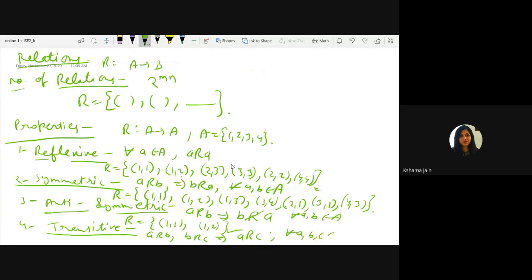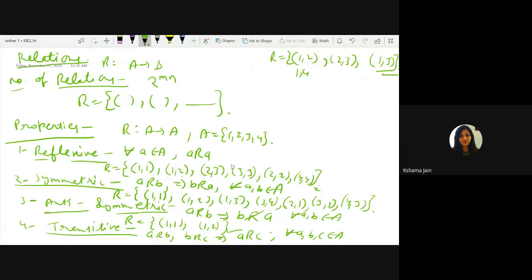For all A, B, C belonging to A. So for example, if I write (1,2), (2,3), (2,1), (3,2). This is not transitive. What can I see? 1 to 2, 2 to 3, so it should be 1 to 3. 1 to 3 is not there, so it's not transitive. For being transitive, it should have (1,3) as well. Now it's transitive. 1 to 2, 2 to 3, 1 to 3.